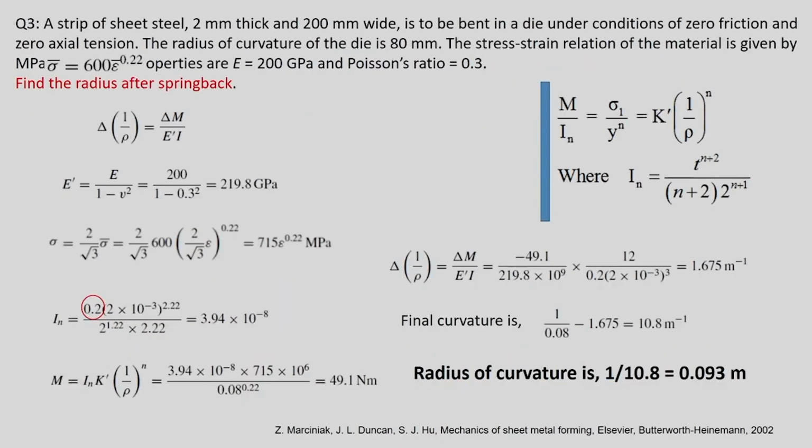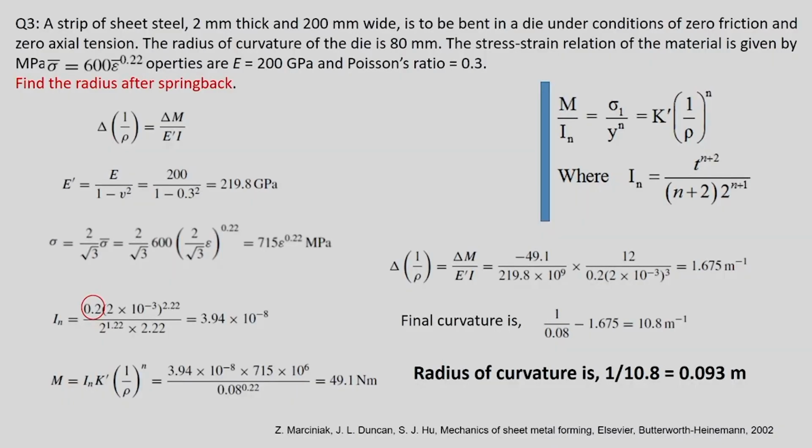Okay. So, let us do this small problem. A strip of sheet metal which is 2 mm thick and 200 mm wide, so width of the sheet is given here, is to be bent in a die under conditions of 0 friction, and 0 axial tension. Fine. So, that means there is no tension, only moment is given, but you can see that here unit width is not considered. So, you have to be careful. 200 mm wide is given and thickness is given. The radius of curvature of the die is 80 mm.